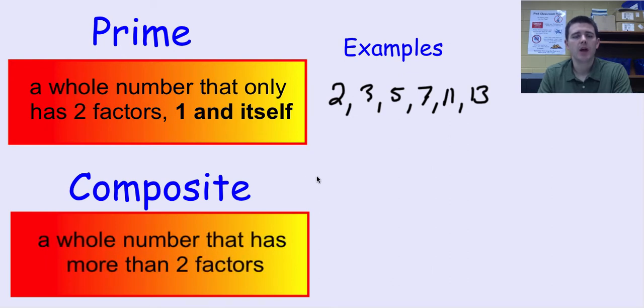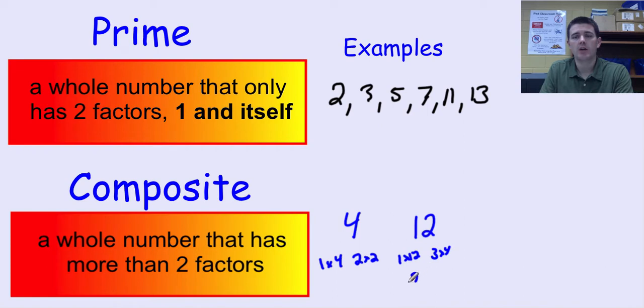Composite is everything else. Composite is a whole number that has more than two factors. So it might have 3, 4, 5, could have a dozen different factors. But basically, when you ask yourself, what can I multiply together to get to that number, you come up with lots of options. So something like 4, because I could do 1 times 4, or I could do 2 times 2. There's more than one pair of numbers I could use. 12 would be a composite number, because I could do 1 times 12, I could do 3 times 4, I could do 2 times 6. There's lots of possibilities. So basically, if you can think of more than just 1 times the number itself, it's a composite number for us.